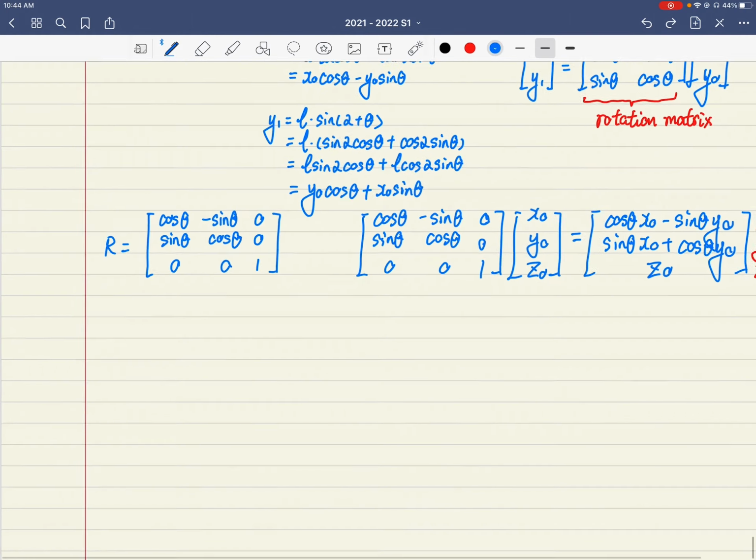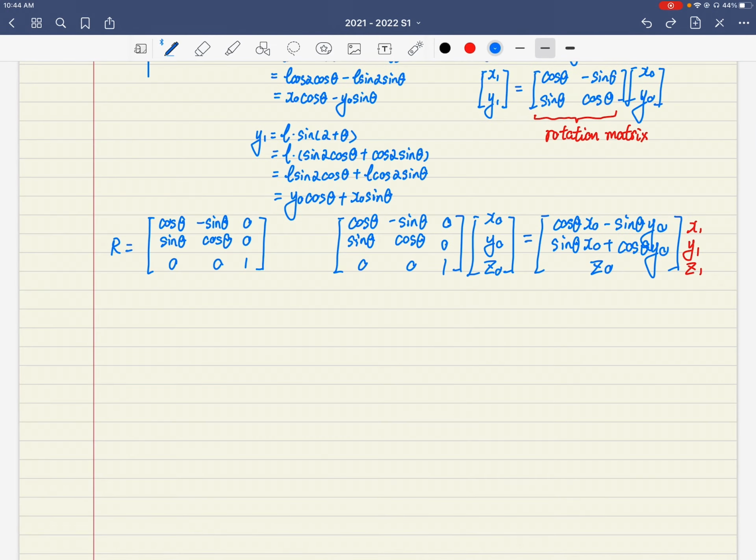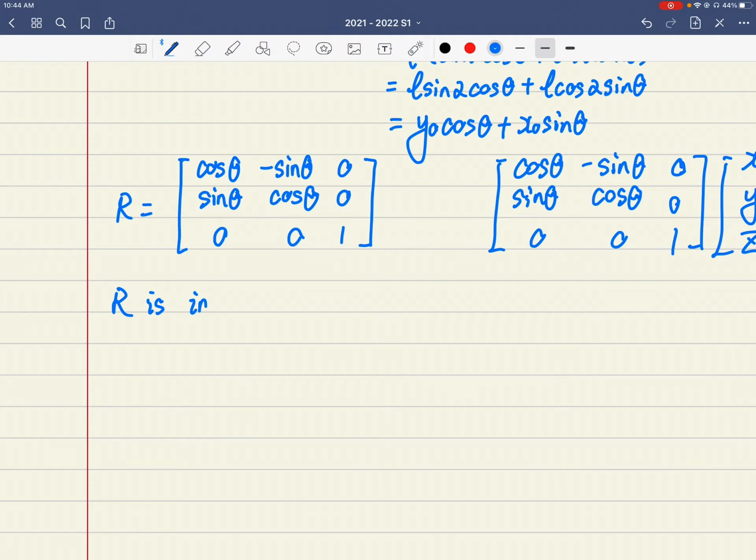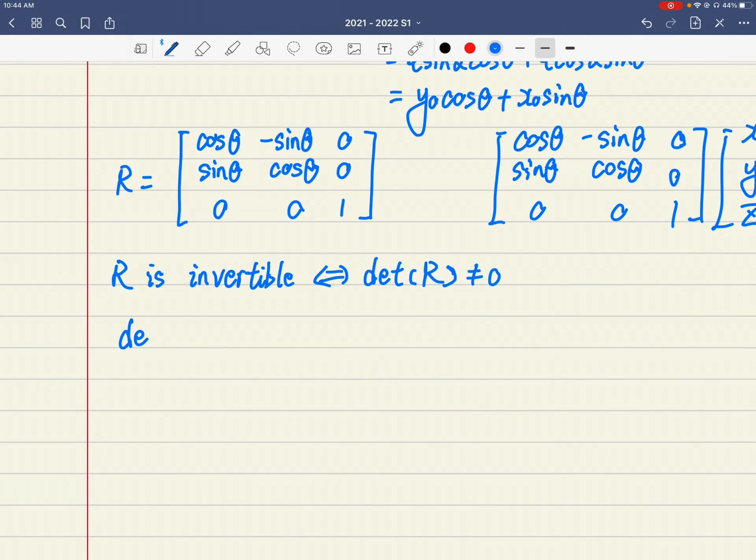Okay, now show R is invertible. Okay, let's work on it. R is invertible. So last tutorial, we've talked about a matrix is invertible if and only if the determinant of that matrix is not 0. So let's calculate the determinant of the matrix.